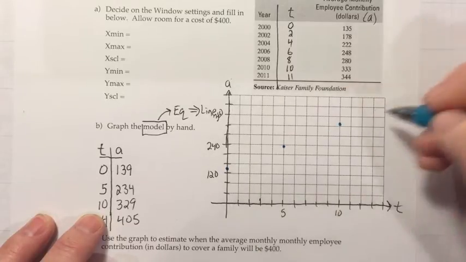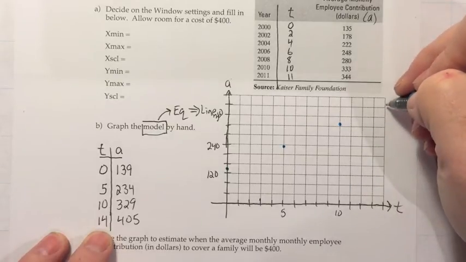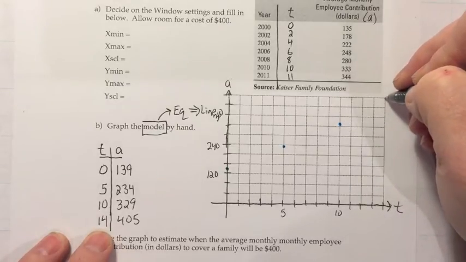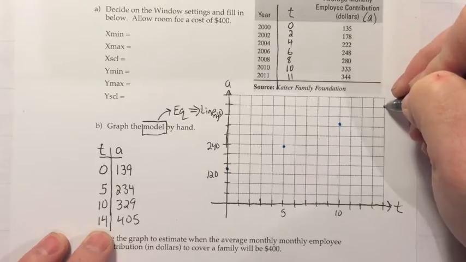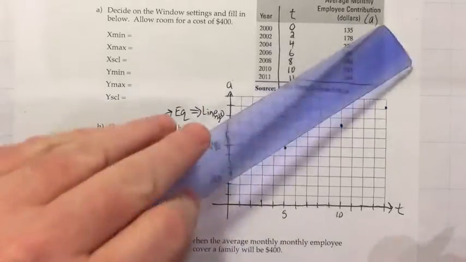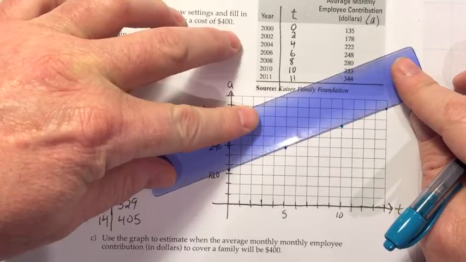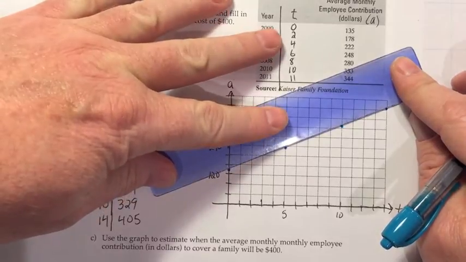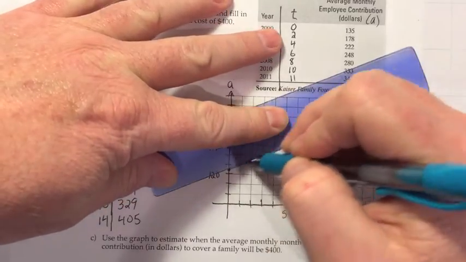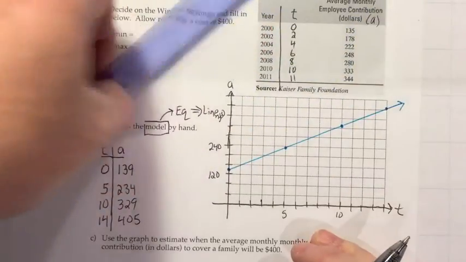And notice those seem to be lining up, which is a good sign. And then over to 14 and up to 405. So this is 400, this is 440, so 405 is just a little bit above the 400 mark. And then bring in our straight edge, and hopefully these all line up. Sometimes they won't line up perfectly because you're not plotting your points perfectly, but they should at least be pretty close, and these look like they're pretty good. So there is the graph of the model.